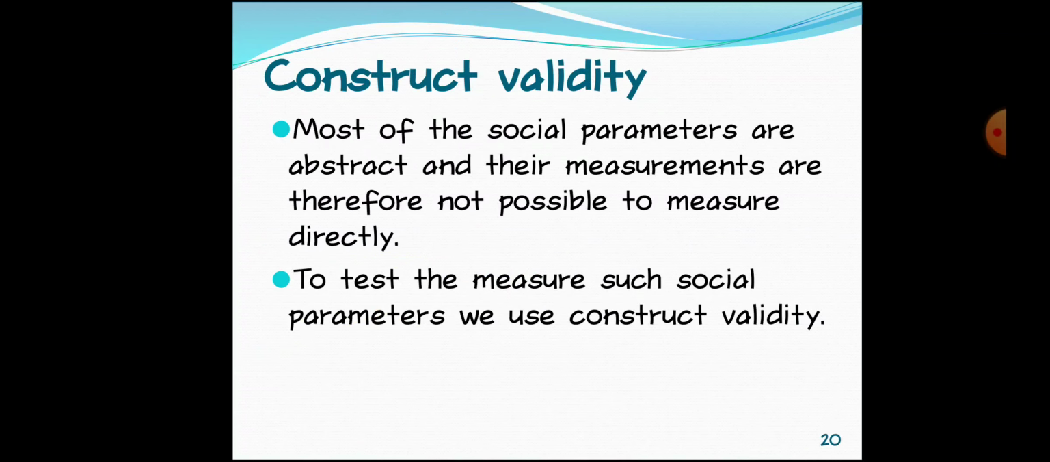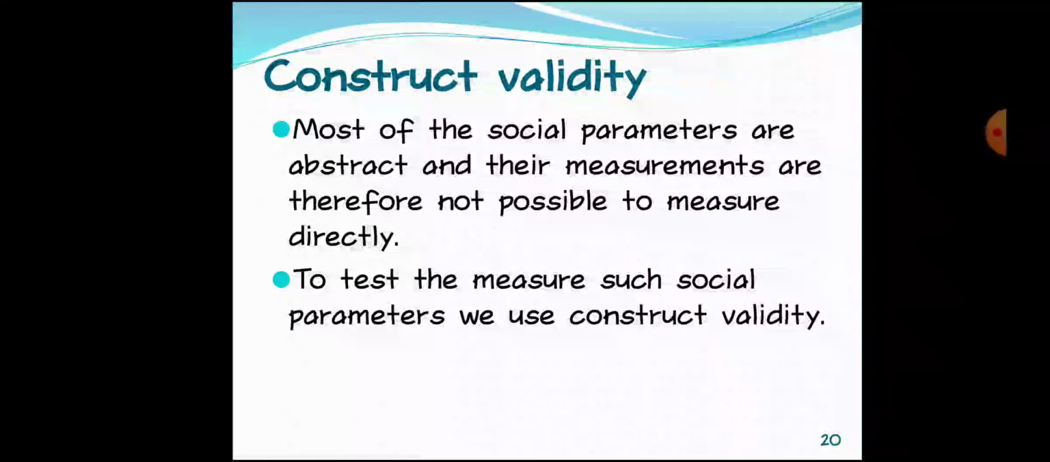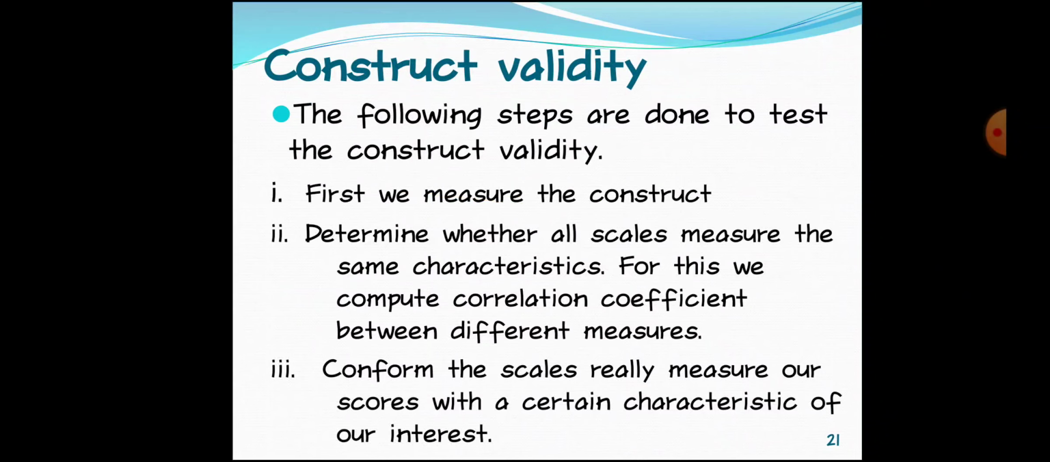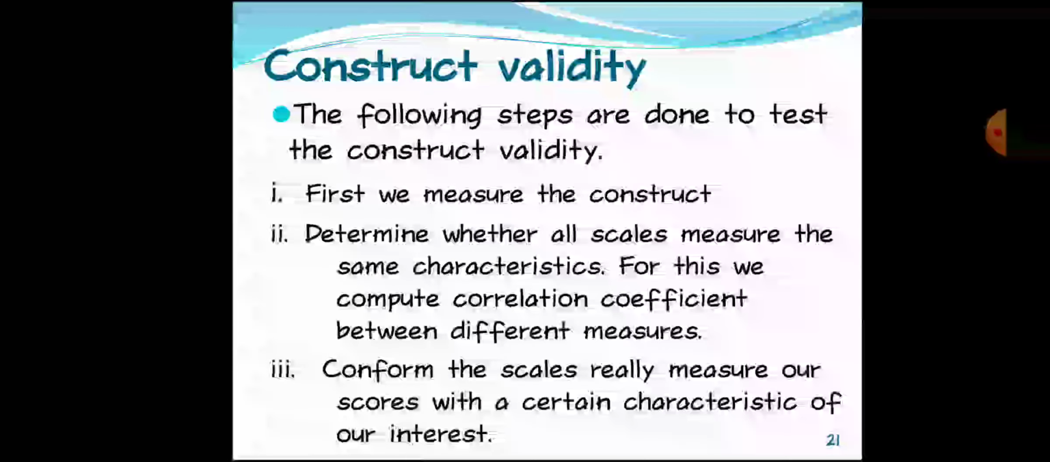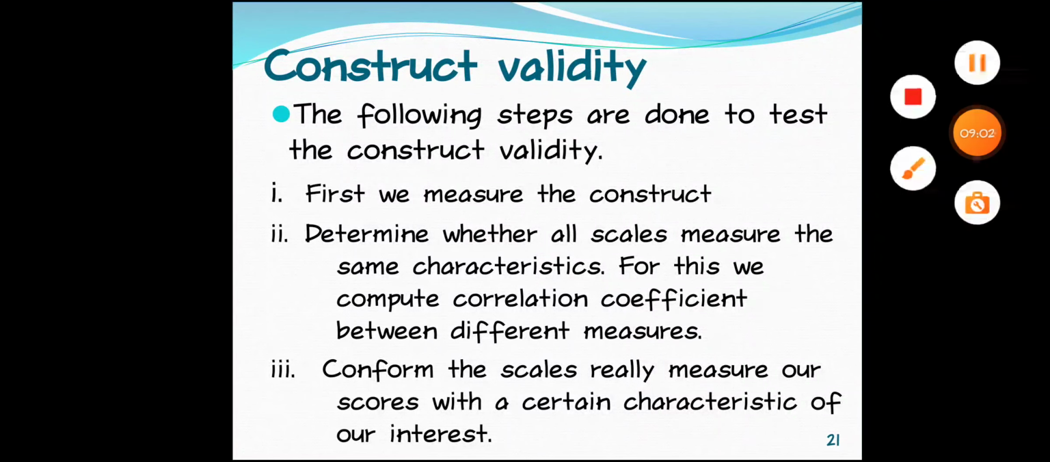Most of the social parameters are abstract, and therefore it is not possible to measure them directly. To measure such social parameters, we use construct validity. The following steps are done to test the construct validity. First, we measure the construct and determine whether all scales measure the same characteristics. For this, we compute the correlation coefficient between different measures, to confirm the scales really measure our scores with a certain characteristic of our interest.